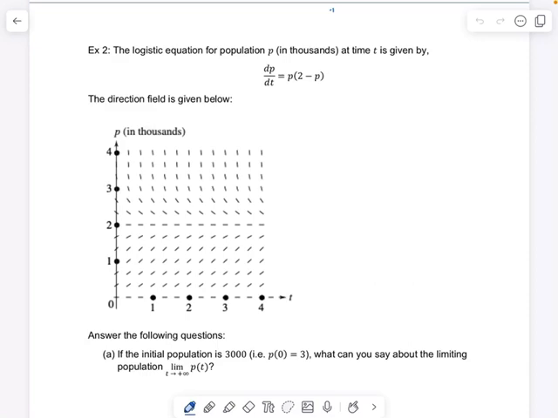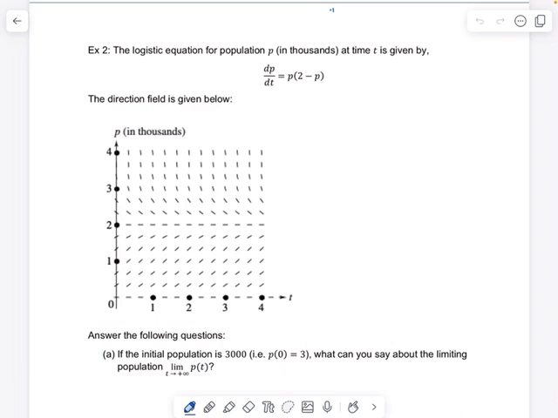Continuing with section 1.3, we now look at another example. So this says the logistic equation for population P in thousands means if there are 2,000 people, then the value we will take for P is 2. If there are 5,000 people, the value is 5, and so on.